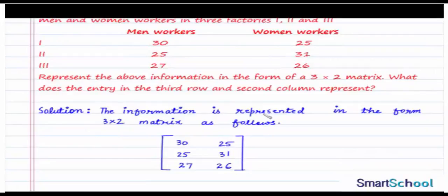The information is represented in the form of a 3 by 2 matrix as follows. So here we are representing the information in the form of a 3 by 2 matrix, and the entries of the matrix are 30, 25, 25, 31, 27, 26. Also asked in the question is, what does the entry in the third row and the second column represent? So the entry in the third row and the second column, which is 26, represents the number of women workers in the third factory. So 26 is the number of women workers in the third factory.